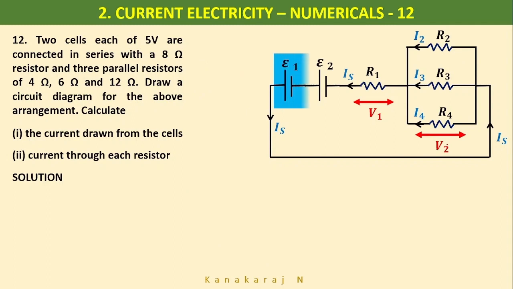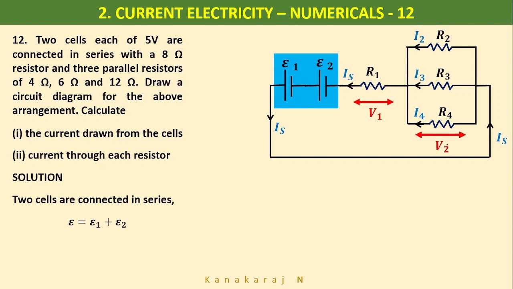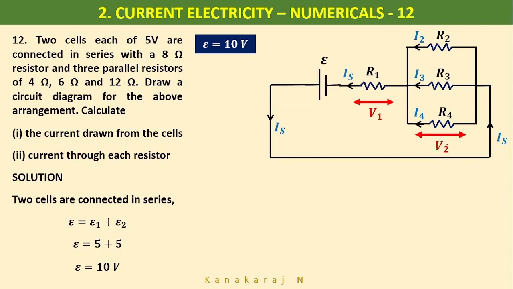Epsilon 1 and epsilon 2 are in series. Therefore, the total EMF epsilon equals epsilon 1 plus epsilon 2, 5 plus 5. So, epsilon is 10 volt. This is the first answer. Okay, we have reduced that into one cell now.